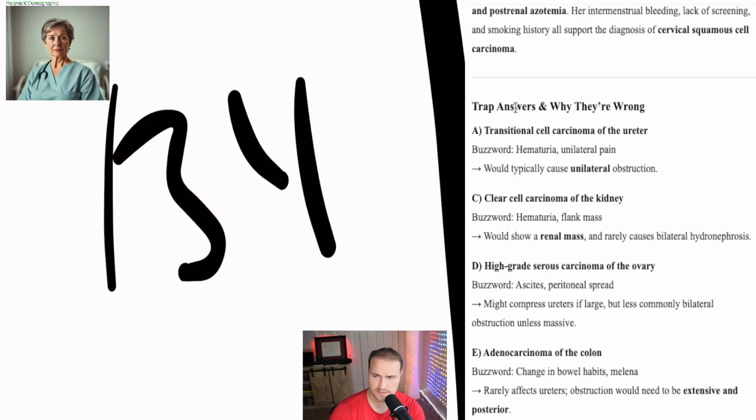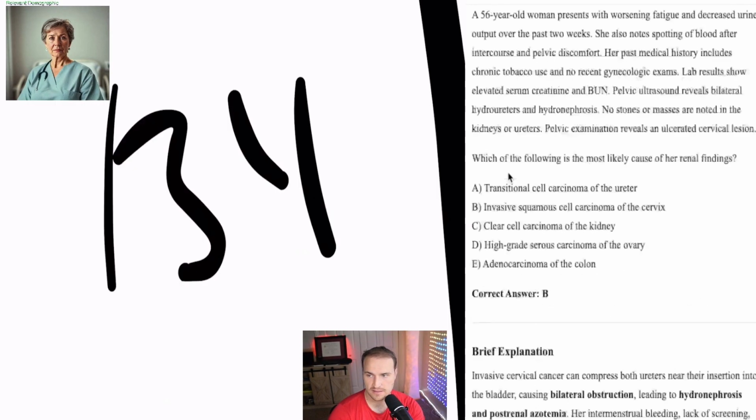All right, here are some of the answer choices. Clear cell would be a renal mass. High-grade serous carcinoma of the ovary might compress them if large, but it's less common. Bilateral, unless it's super big. And adenocarcinoma of the colon, you'd have change in the bowel habits, and obstruction would need to be extensive and posterior. So cervical cancer can cause kidney failure because it doesn't necessarily stay locally. It invades the tissues next to the cervix and it compresses the ureters. So yep, that's cervical cancer.